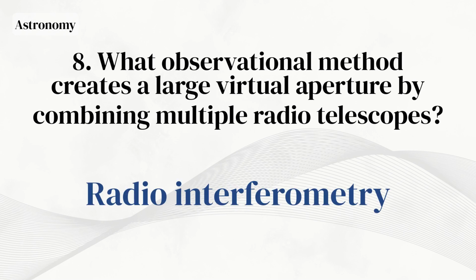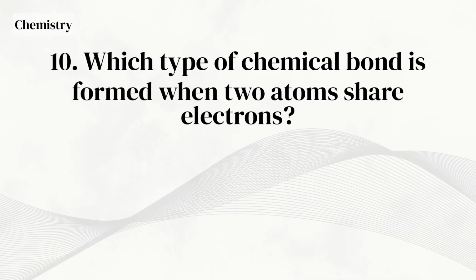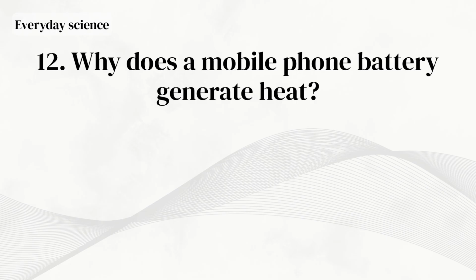Radio interferometry. Where is the deepest place on Earth? The Mariana Trench. Which type of chemical bond is formed when two atoms share electrons? Covalent bond. Which part of the brain is important for storing memories? Hippocampus. Why does a mobile phone battery generate heat?